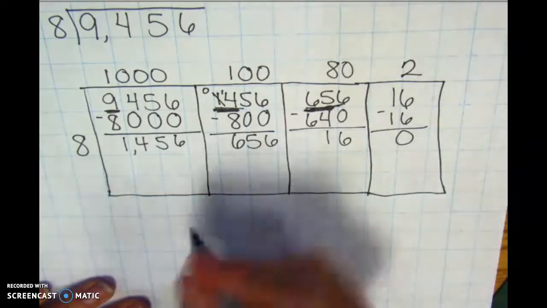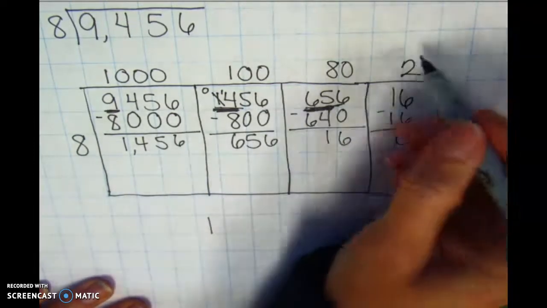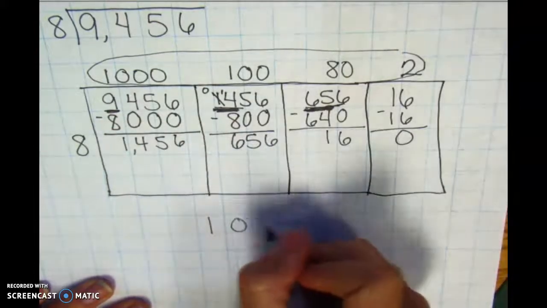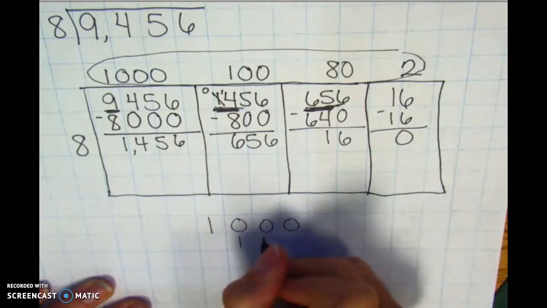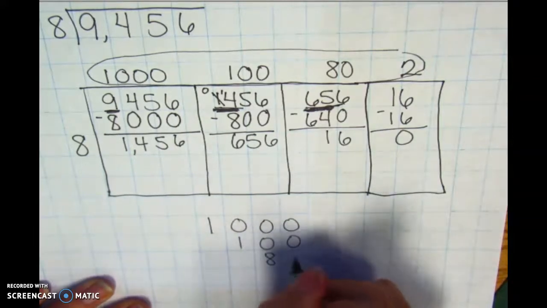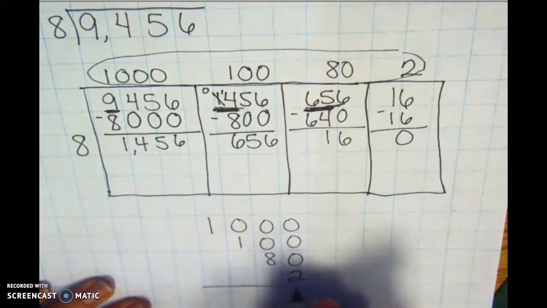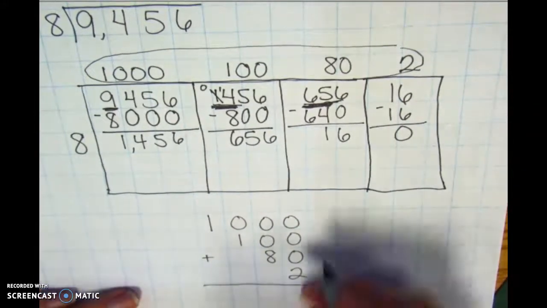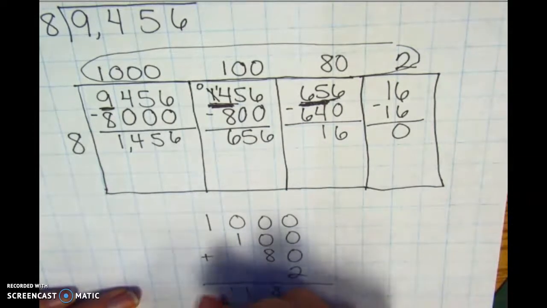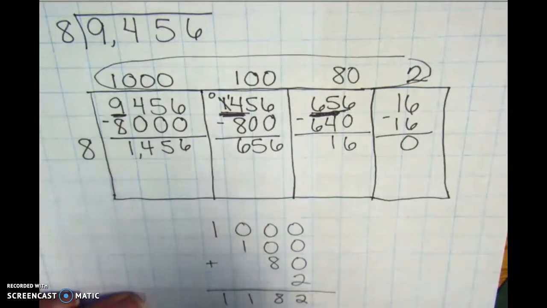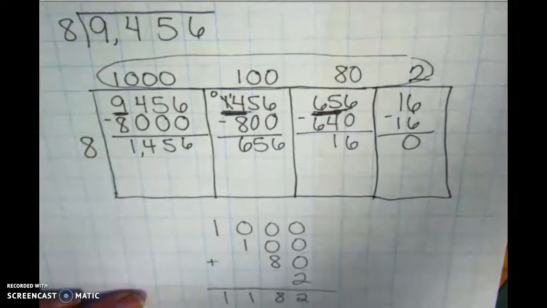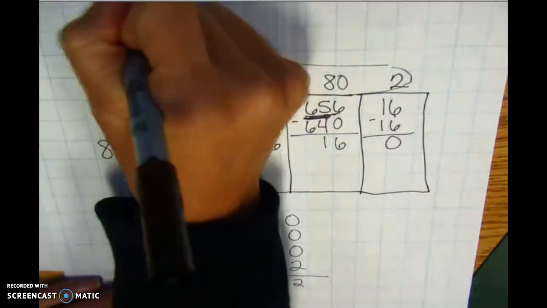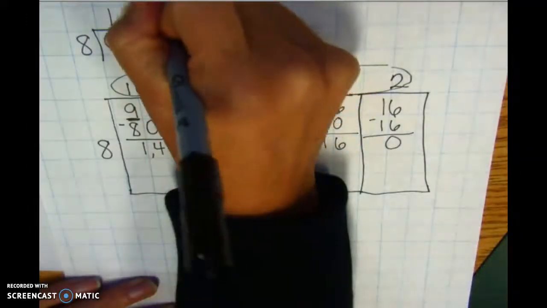It means we have no remainder. And I'm going to rewrite all my partial quotients down here. And I always encourage my students to rewrite it, make sure they're lining up all their place values, because this, believe it or not, is where sometimes we make most of our mistakes. So, 9,456 divided by 8 is 1,182.